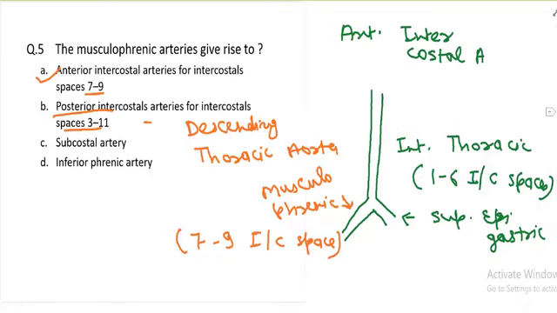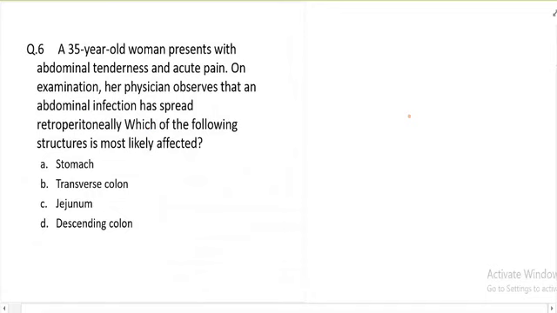Next question is 35-year-old woman presents with abdominal tenderness and acute pain. On examination, her physician observes that abdominal infection has spread retroperitoneally. This is important. Which of the following structure is most likely affected?